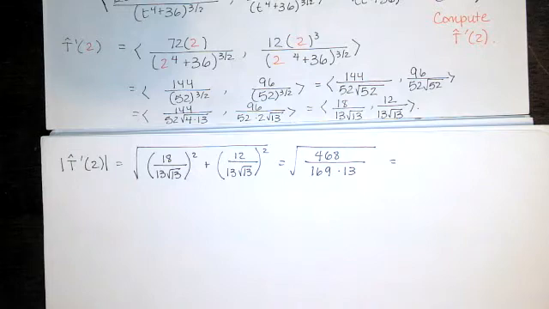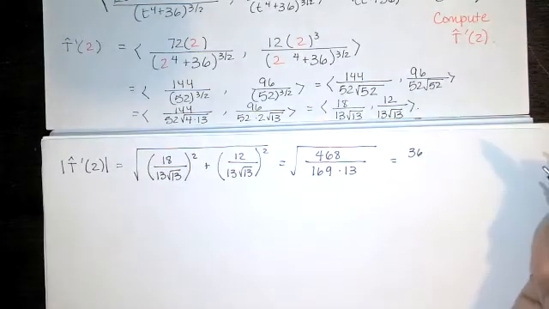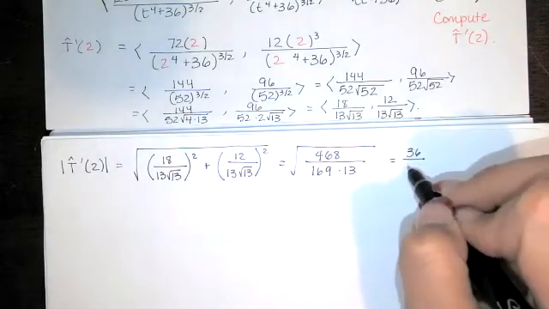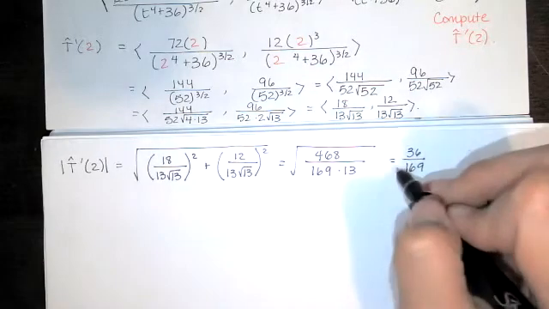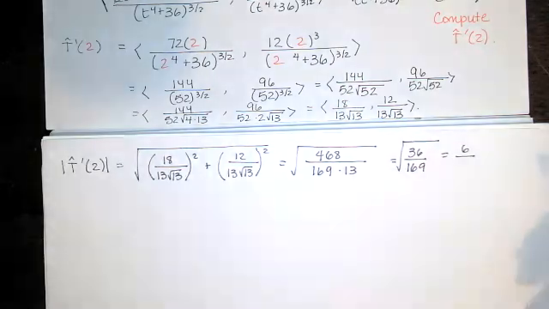So I'm just going to do the arithmetic on my calculator. 468 divided by 169 times 13 gives me 36 over 169. That works out nicely. Square root of 36 is 6, square root of 169 is 13. So we get 6 over 13.